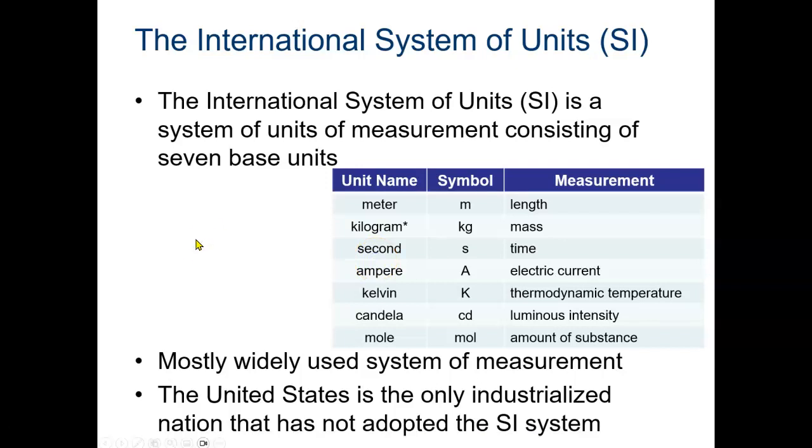Hello, engineering students. In this video lesson, you're going to learn about the International System of Units. The International System of Units, otherwise known as SI, is a system of units of measurement consisting of 7 base units. You have the meter, kilogram, second, ampere, Kelvin, candela, and mole. This is the most widely used system of measurement. Most of the world uses this measurement system.